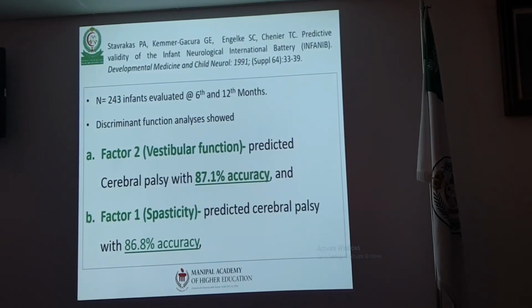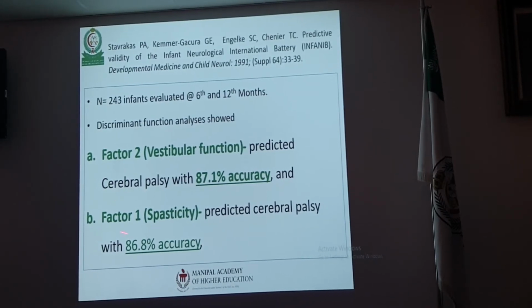So what does the present study say? Can you trust the information we have presented? This is a study done in 1991 on infants, and they found factor 2, vestibular function, predicting cerebral palsy with 87.1% accuracy. That means you will be 87% accurate if you say a child has cerebral palsy through this scale. And factor 1, spasticity, 86.8% to say cerebral palsy. That means you can confirm whether a child has cerebral palsy or not.